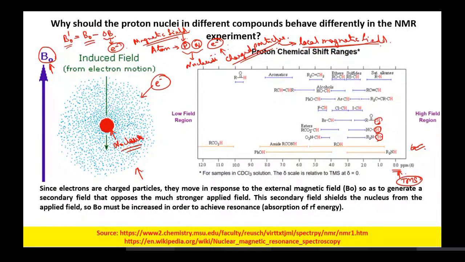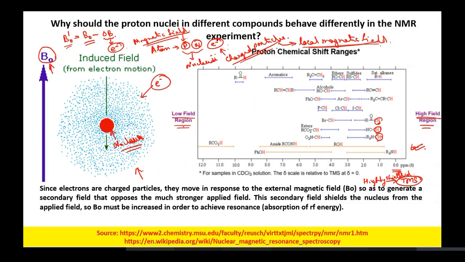Okay, and this TMS, it is a highly shielded region. The protons in this TMS are highly shielded, and because of that reason, we get a very strong peak over there. Now if you look over here, I have told you that this 0 is for the high field region, and as we move towards the left hand side, it is for the low field region.